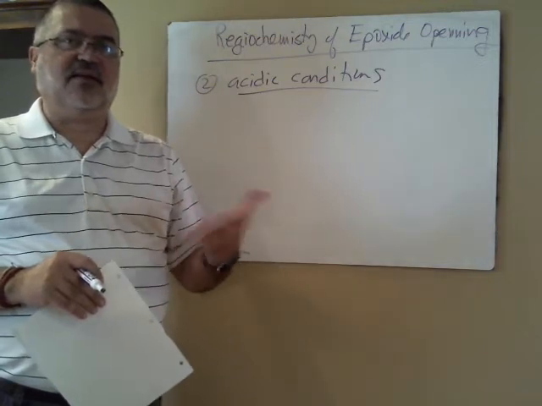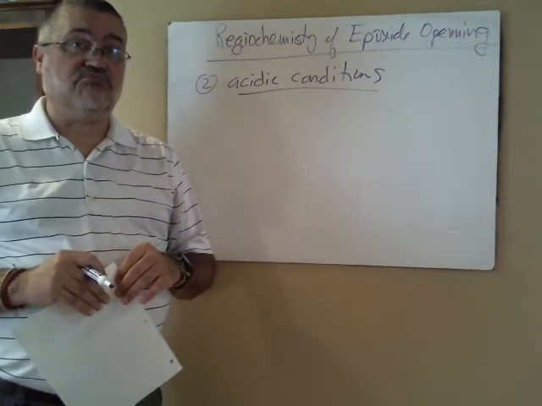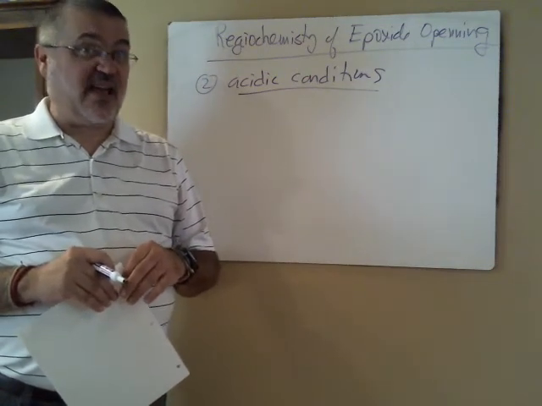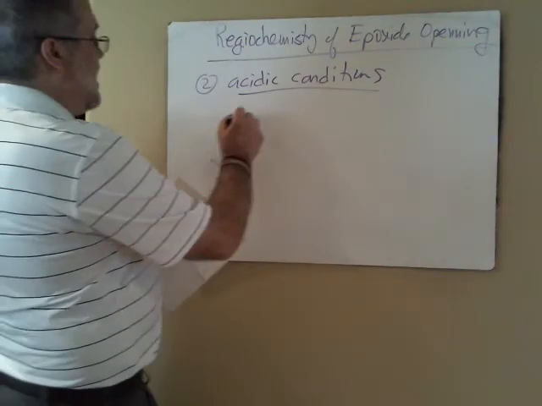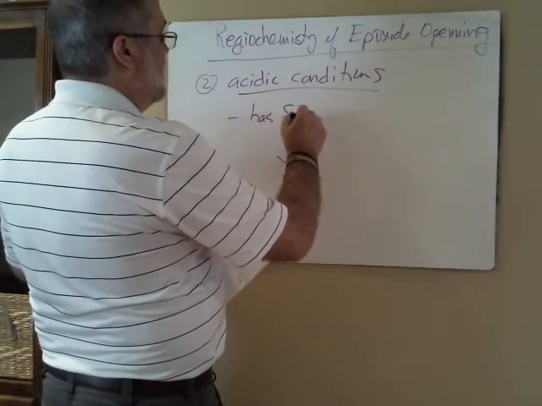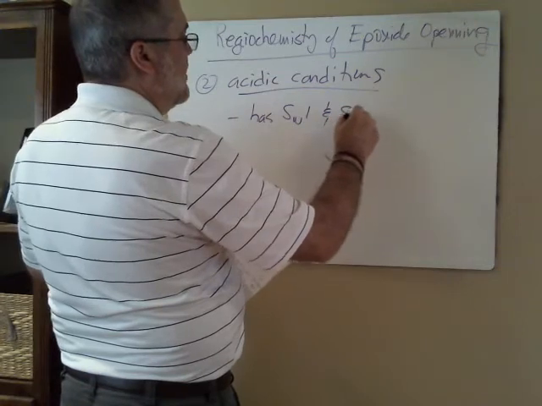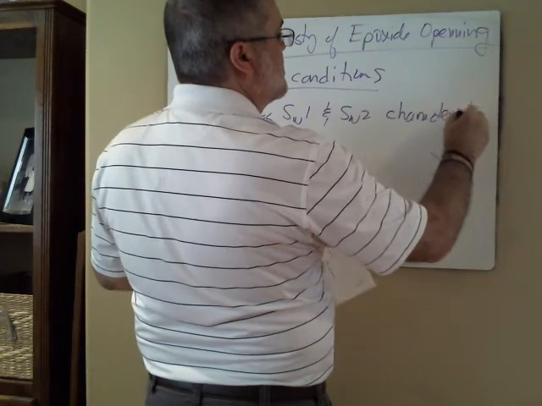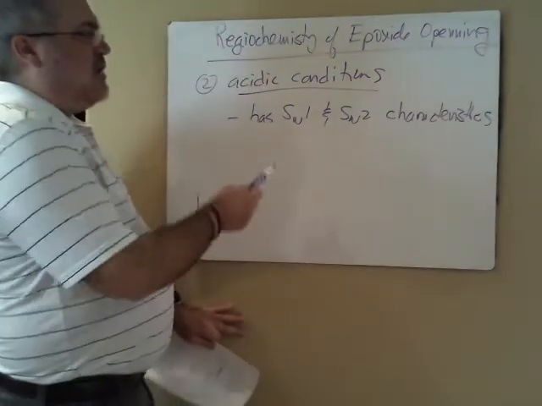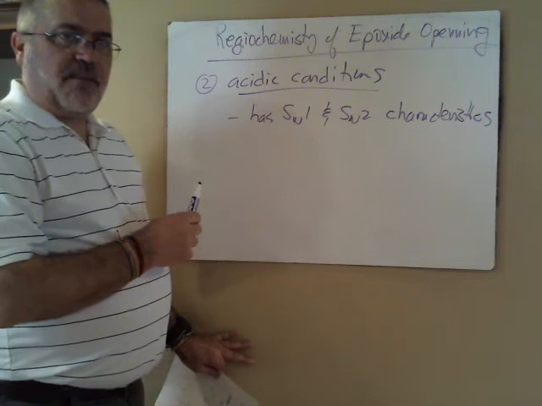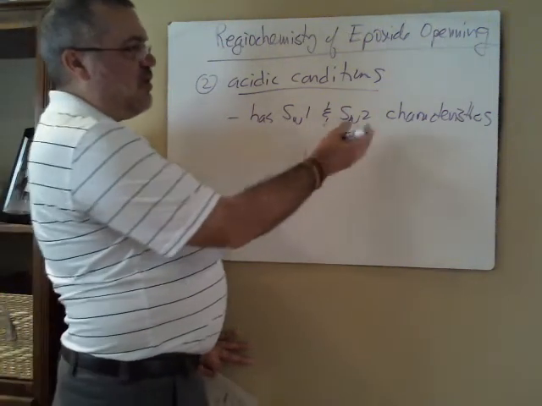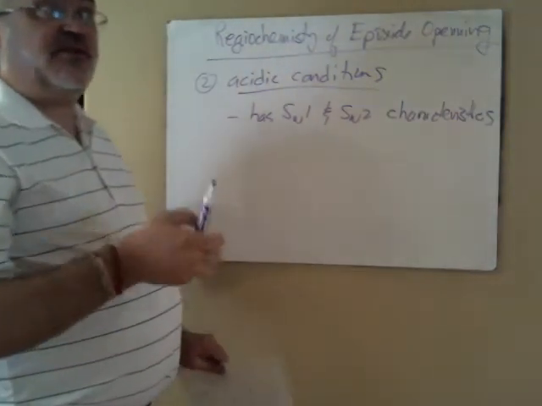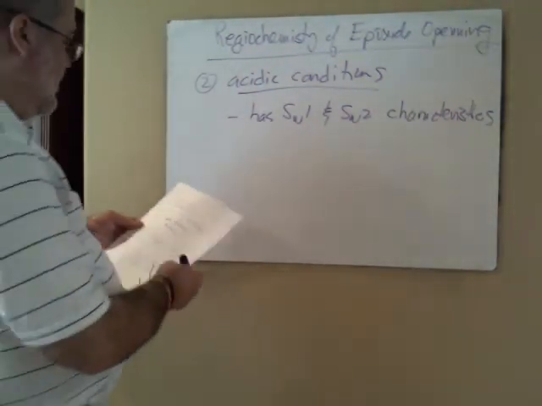It's not that it's straightforward SN2. And it's not that it's straightforward SN1. It's actually a combination. And so it has SN1 and SN2 characteristics. Okay, and so when you're doing an acidic opening, we're going to see that both of these different substitutions, their characteristics are applied to this opening.